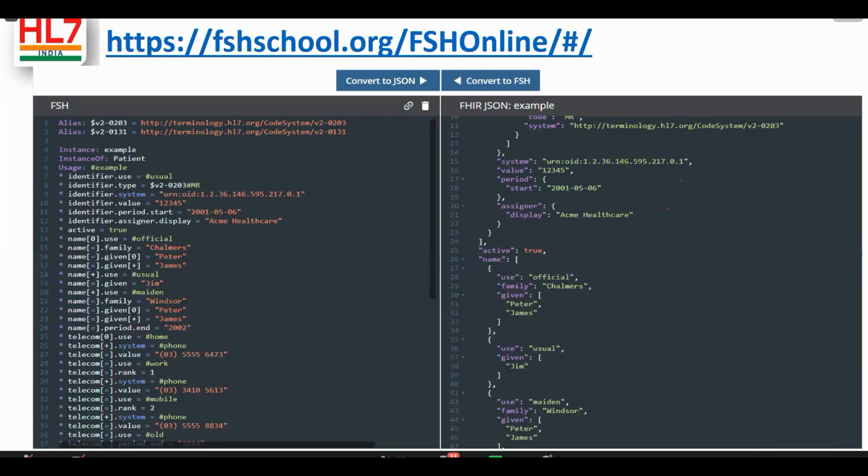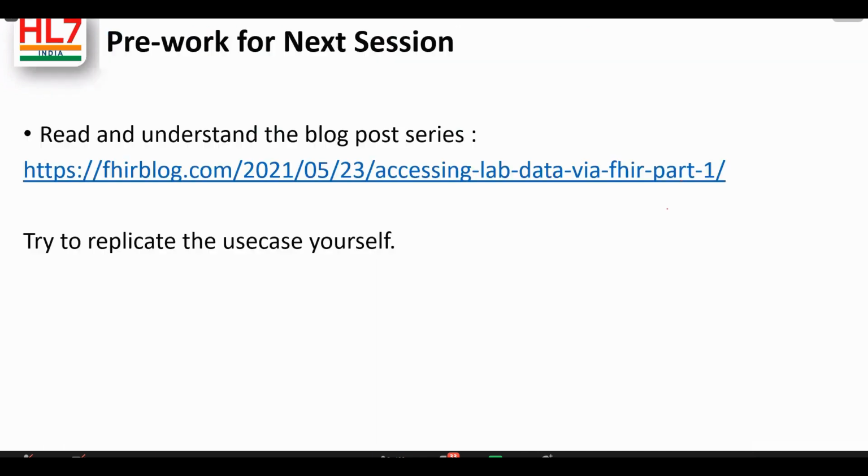And then I actually showed you this FSH. So again, FSH, you can just go and try it out. It's still in development. It's not very robust, but something which looks promising, which simplifies creation of resources or creation of implementation guides. Like it makes things simpler. All right. So we will come to clinfhir, but before that, note down this assignment for next session.